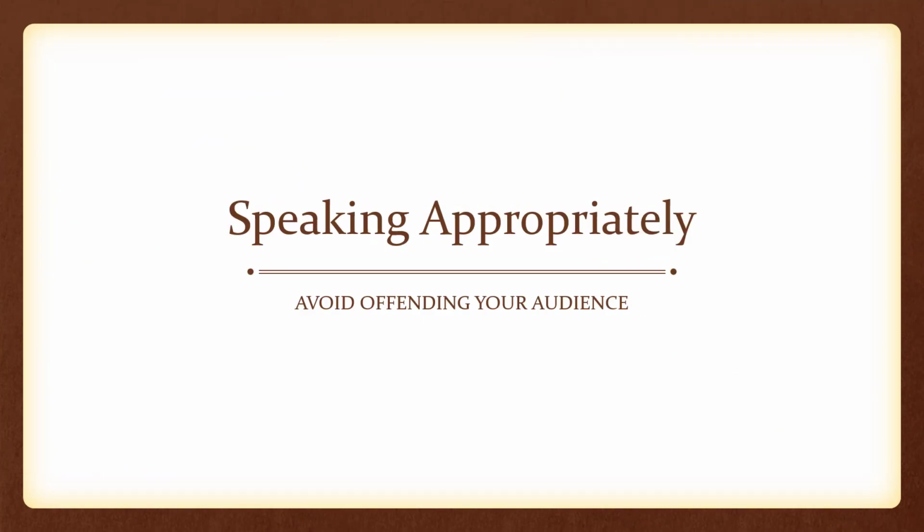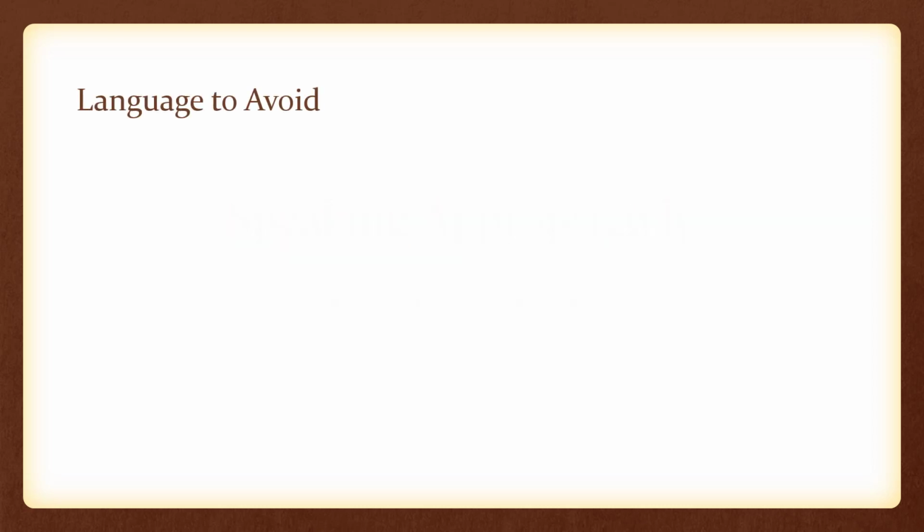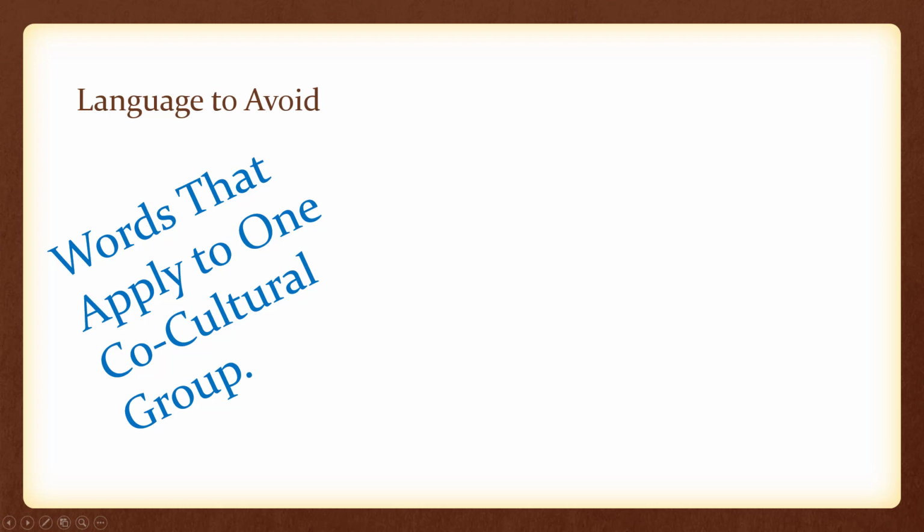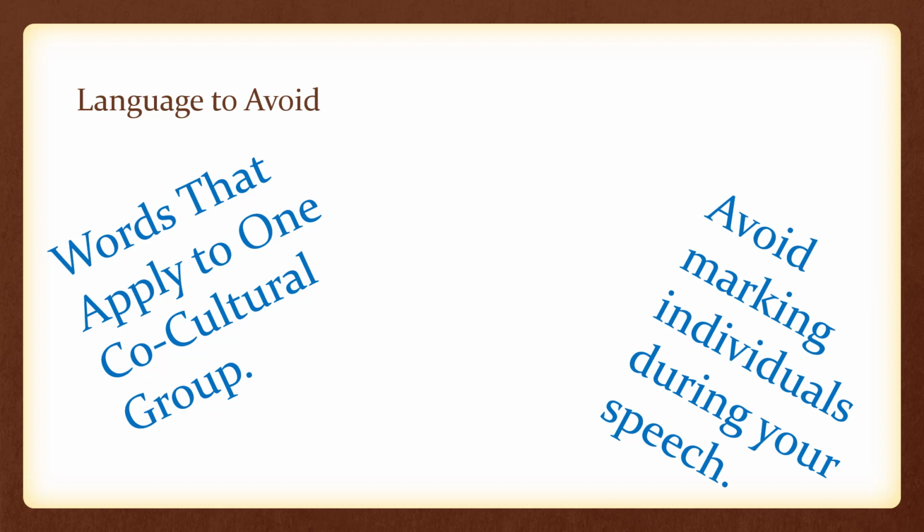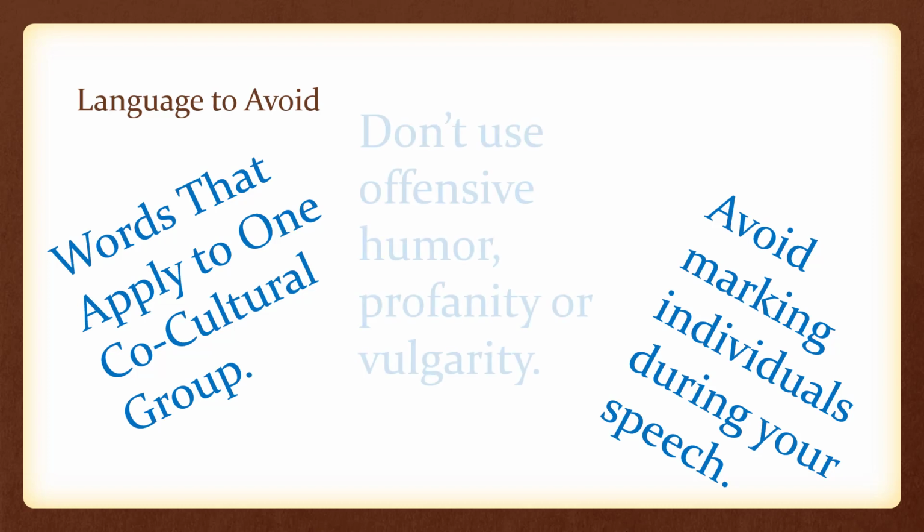Next, we're going to get into ensuring that you are speaking appropriately and avoiding offending your audience. There are some things to avoid when talking to an audience. Using the pronoun he to refer to all individuals. You can effectively use plurals in your presentation. Avoid marking individuals based on race or sex or other individual characteristics. For example, according to the rocket scientist, who is a woman, those should be avoided. Simply talk about the rocket scientist.